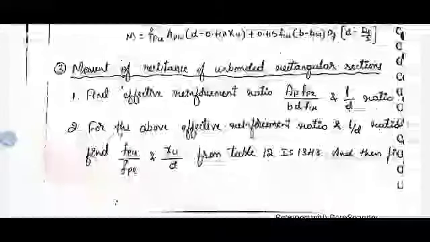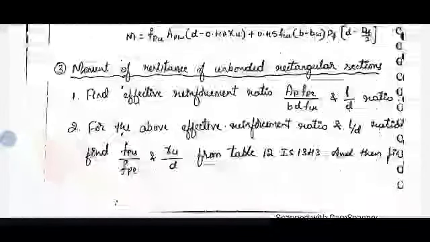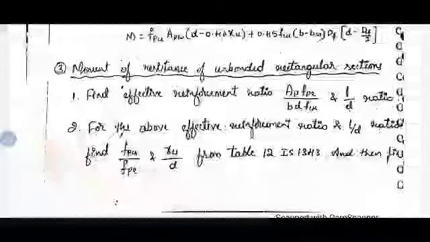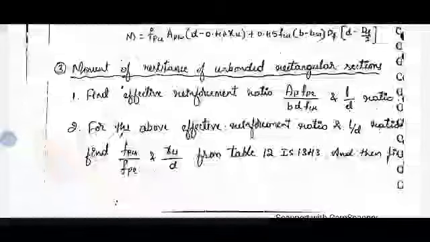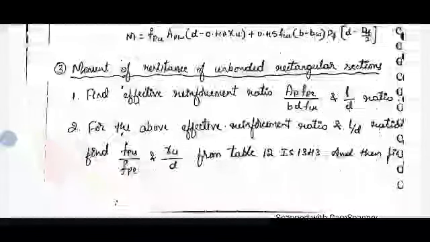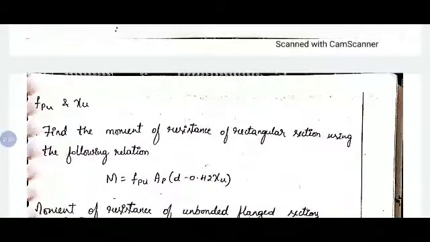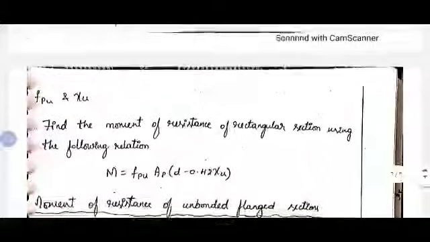Then for the effective reinforcement ratio and L by D ratio, the values of FPU and XU are available in Table 12 of IS 1343. So by referring to Table 12, we need to find out FPU and XU. Then moment of resistance using the formula.